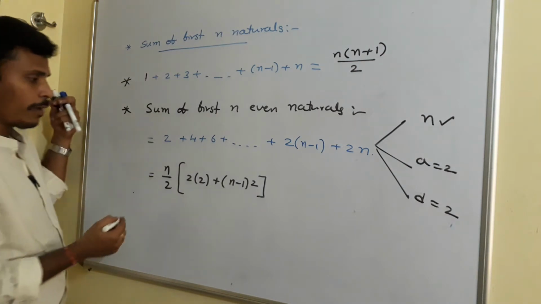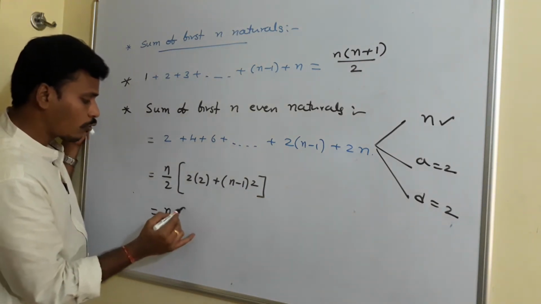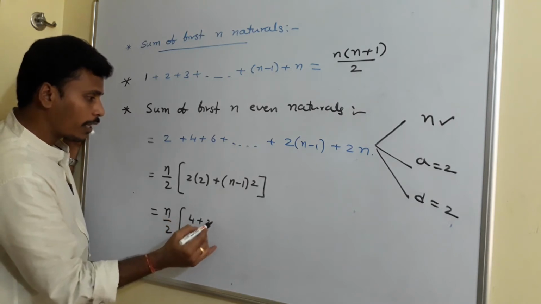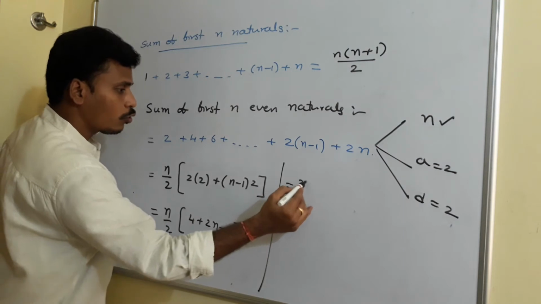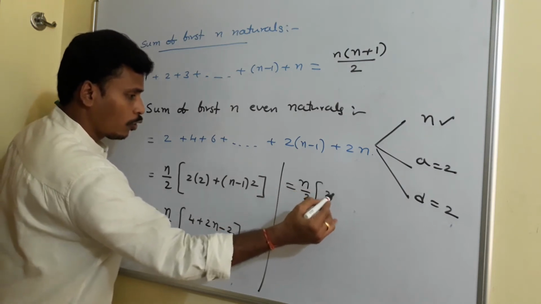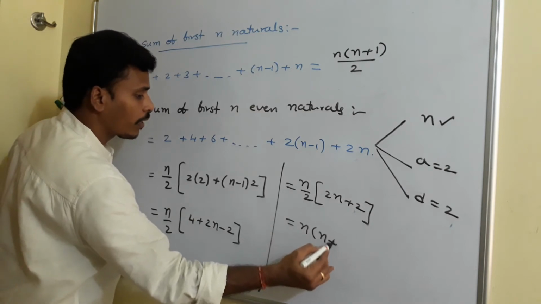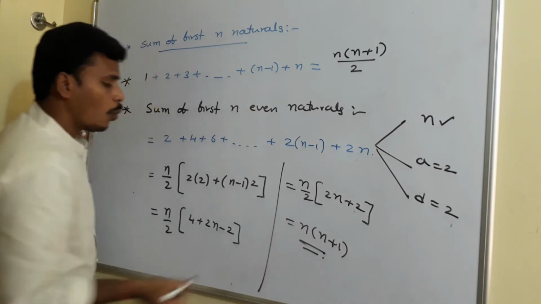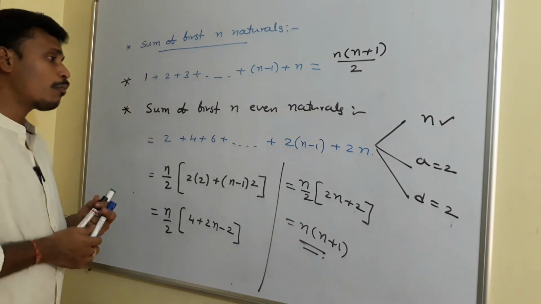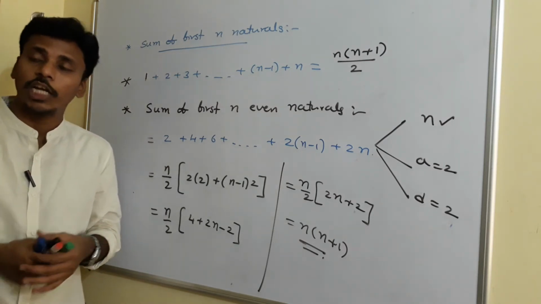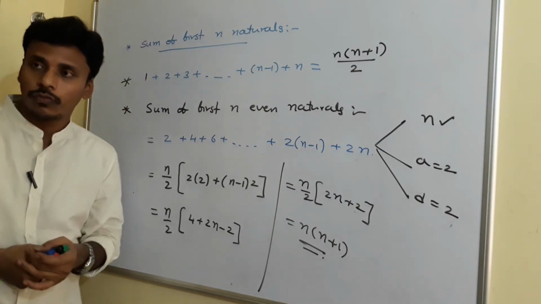Now how can you simplify it? This is equal to n by 2 times 2 twos are 4 plus 2n minus 2. This is equal to n by 2 times 2n plus 2. If you cancel out the 2, you are left with n into n plus 1. A very wonderful thing which is helpful to solve many situations. The sum of the first n even naturals is just n into n plus 1, whereas the sum of the first n naturals is n into n plus 1 by 2.